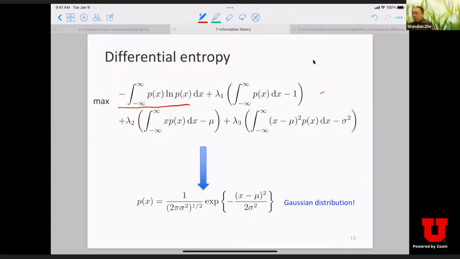And the result turns out to be that the Gaussian distribution with the given mu and variance sigma squared will give you the maximum differential entropy.